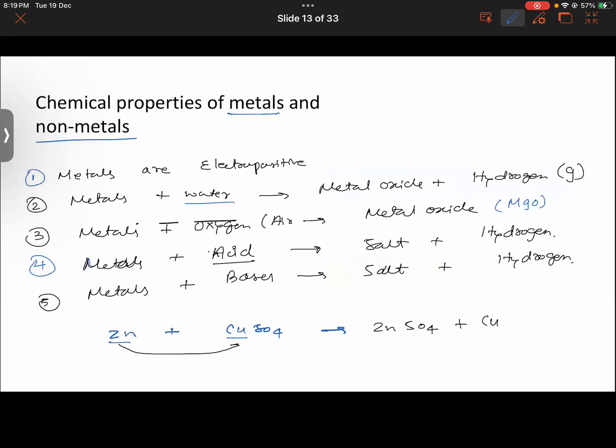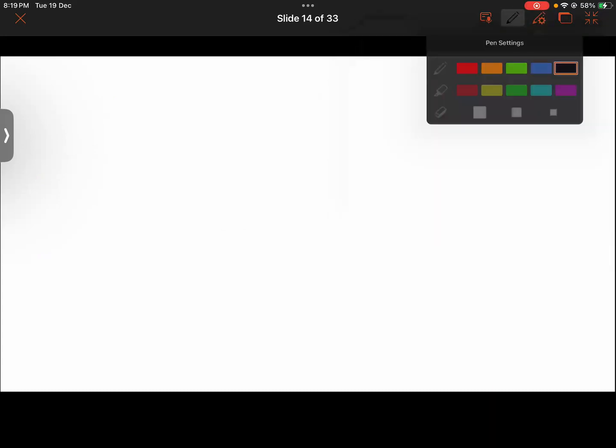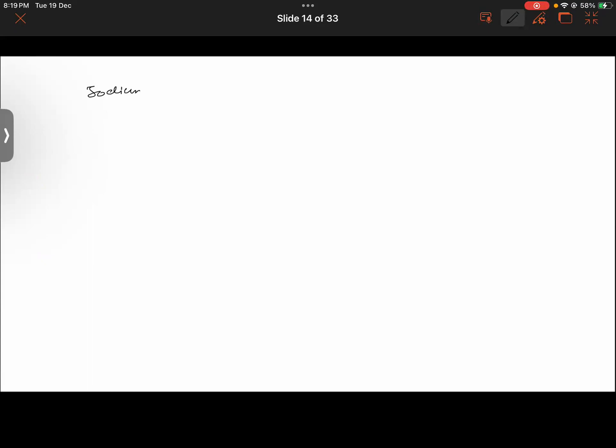Now moving ahead, let's understand how metals react with water. Okay, so in that case, metal hydroxide along with hydrogen gas will be released. ठीक है. So let's take an example. Let's take the example of sodium metal. It reacts with water. Reaction of metal with water. So basically what will happen, you will have the example of sodium.